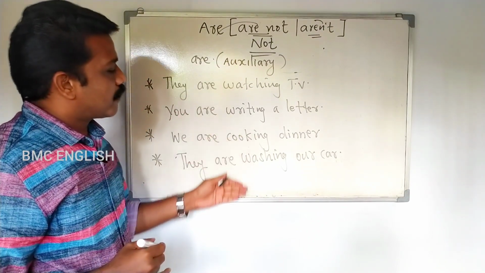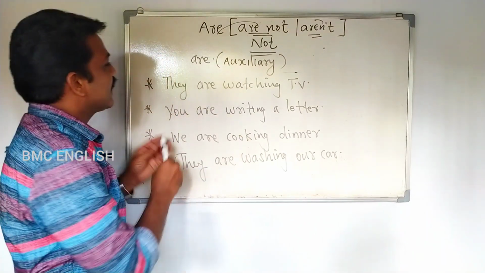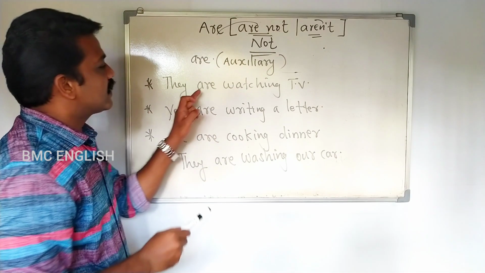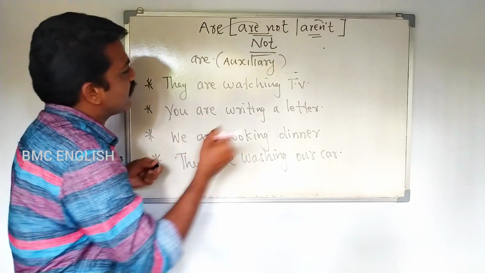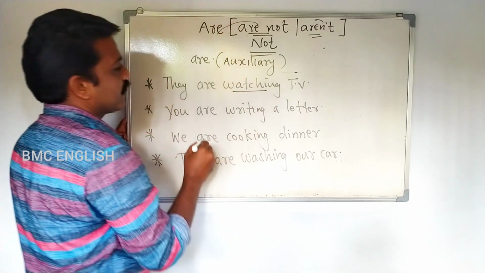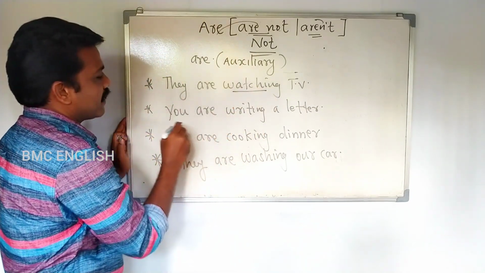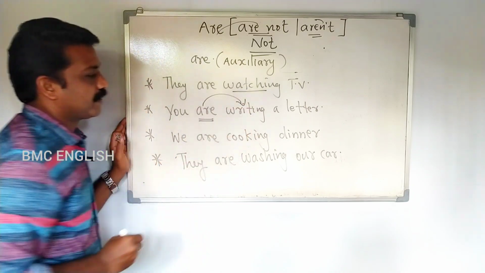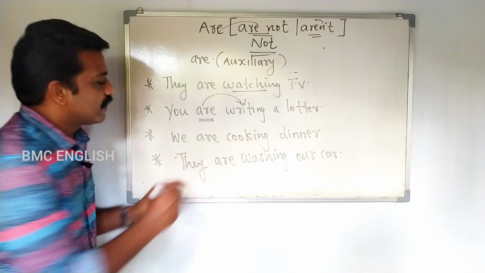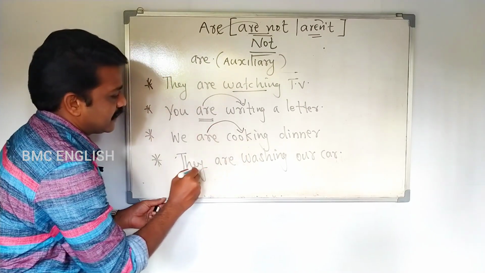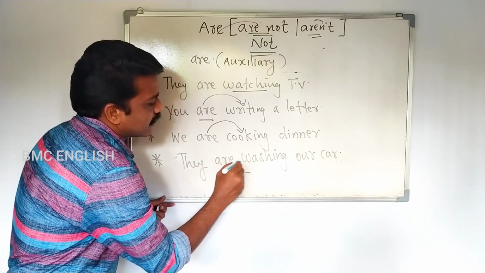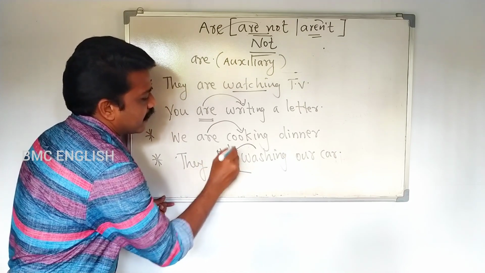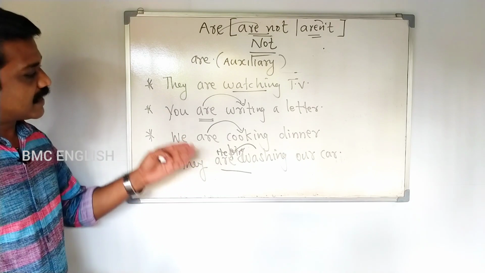Friends, take a look at some of these examples. Here are is not a main verb, it is a helping verb or an auxiliary verb. What is the main verb here? Watching. In the same manner, you are writing a letter. Here are is an auxiliary verb, it helps the main verb. We are cooking dinner, are is helping the main verb. They are washing our car. Here washing is the main verb and are is the helping verb. I really hope you understand this part.